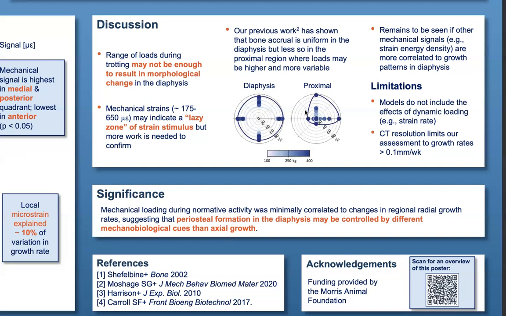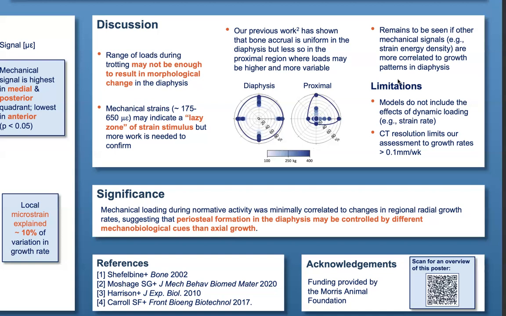Since our study focused particularly on bone growth as it relates to local microstrain, it remains to be seen if any other signals like strain energy density or strain rate, metrics that are more dynamic, may be more correlated to growth patterns in the diaphysis. Limitations of our study are that the models only included microstrain and not effects of dynamic loading, once again, like strain rate. Another major limitation is that our CT resolution limited our assessment of growth rates only to those calculated to be greater than 0.1 millimeters per week.